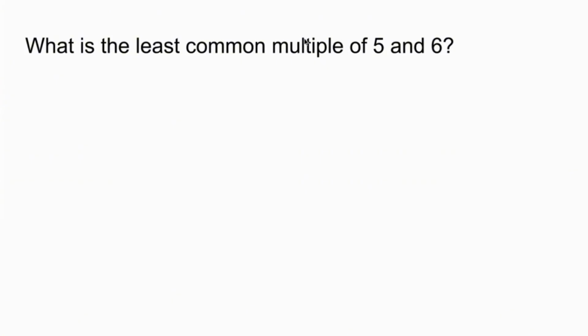So let's write out a bunch of multiples for 5. Okay, so we'll skip 5 times 1 because it's 5. It's already there. 5 times 2 is 10. 5 times 3 is 15. 5 times 4 is 20. 5 times 5 is 25. 5 times 6 is 30.